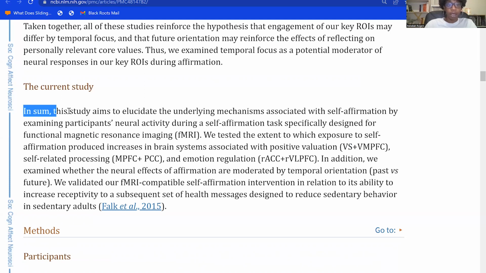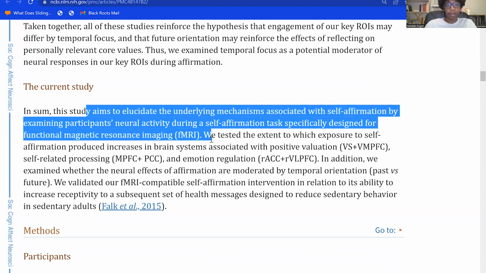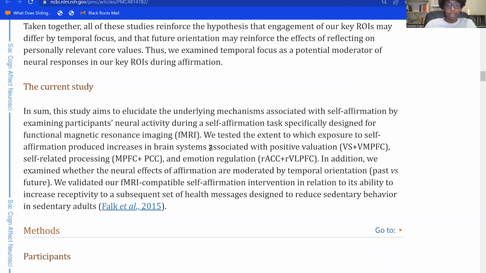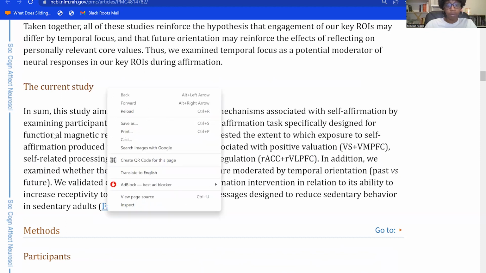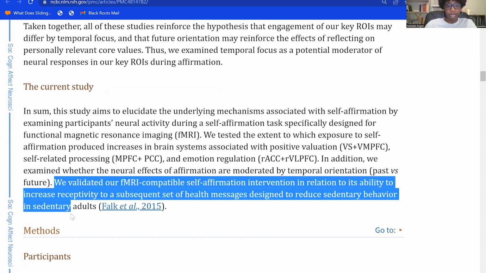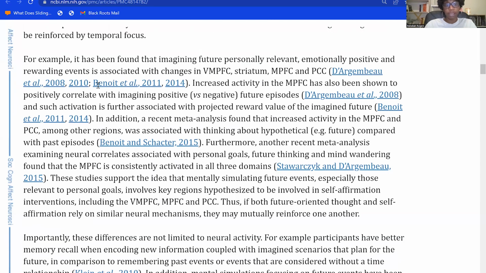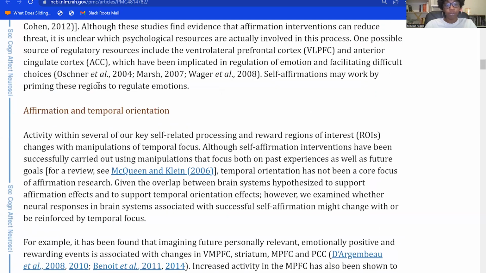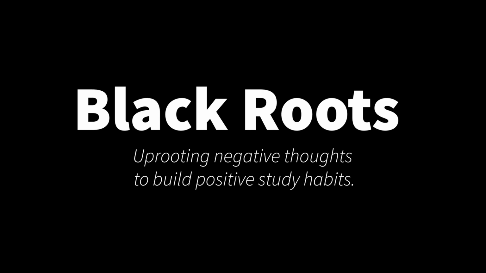In sum, I love an in sum. The study elucidates understanding, blah, blah, blah, blah, fMRI. They did this stuff, blah, blah, blah. In addition, examined, da, da, da, da, da. So this is just in summary, and then they describe how they validated it. So this overall is describing what they actually did in their research study. All of the rest of this is setting up the stage for this paragraph to be presented to you, to me, to be able to know how we got here in the first place.